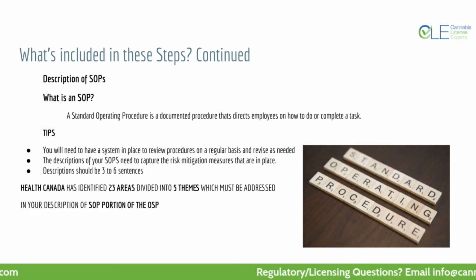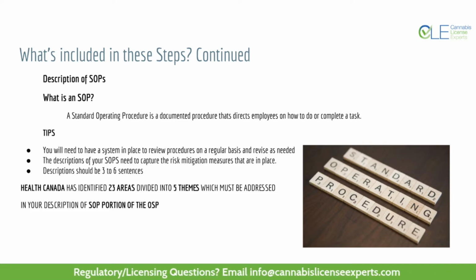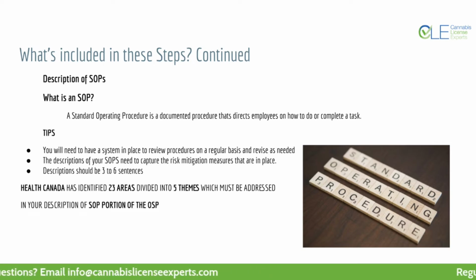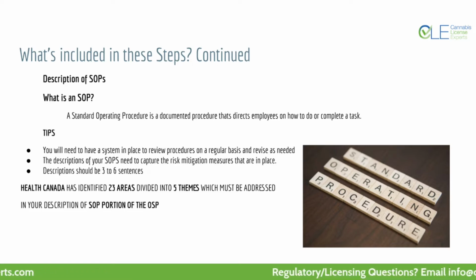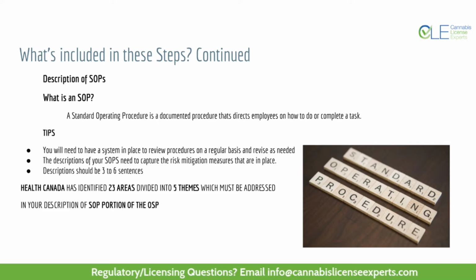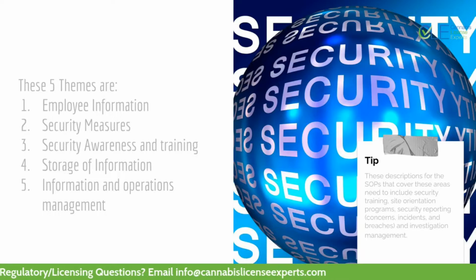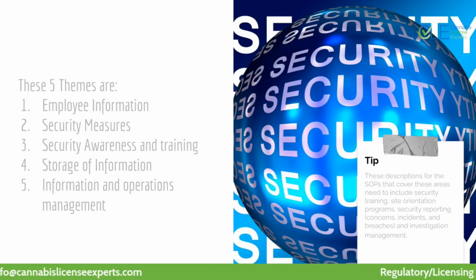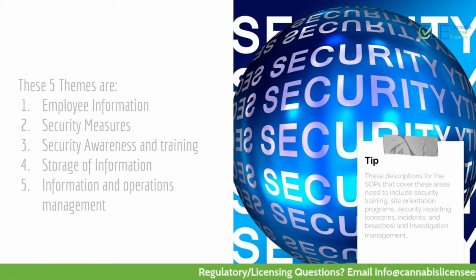Now, Health Canada has identified 23 areas. They've divided those into 5 themes that must be addressed in your descriptions of the SOP portion of the OSP. We love acronyms in cannabis. So these 5 themes are employee information, your security measures, your security awareness and training, how you're storing your information, and then information and operations management.